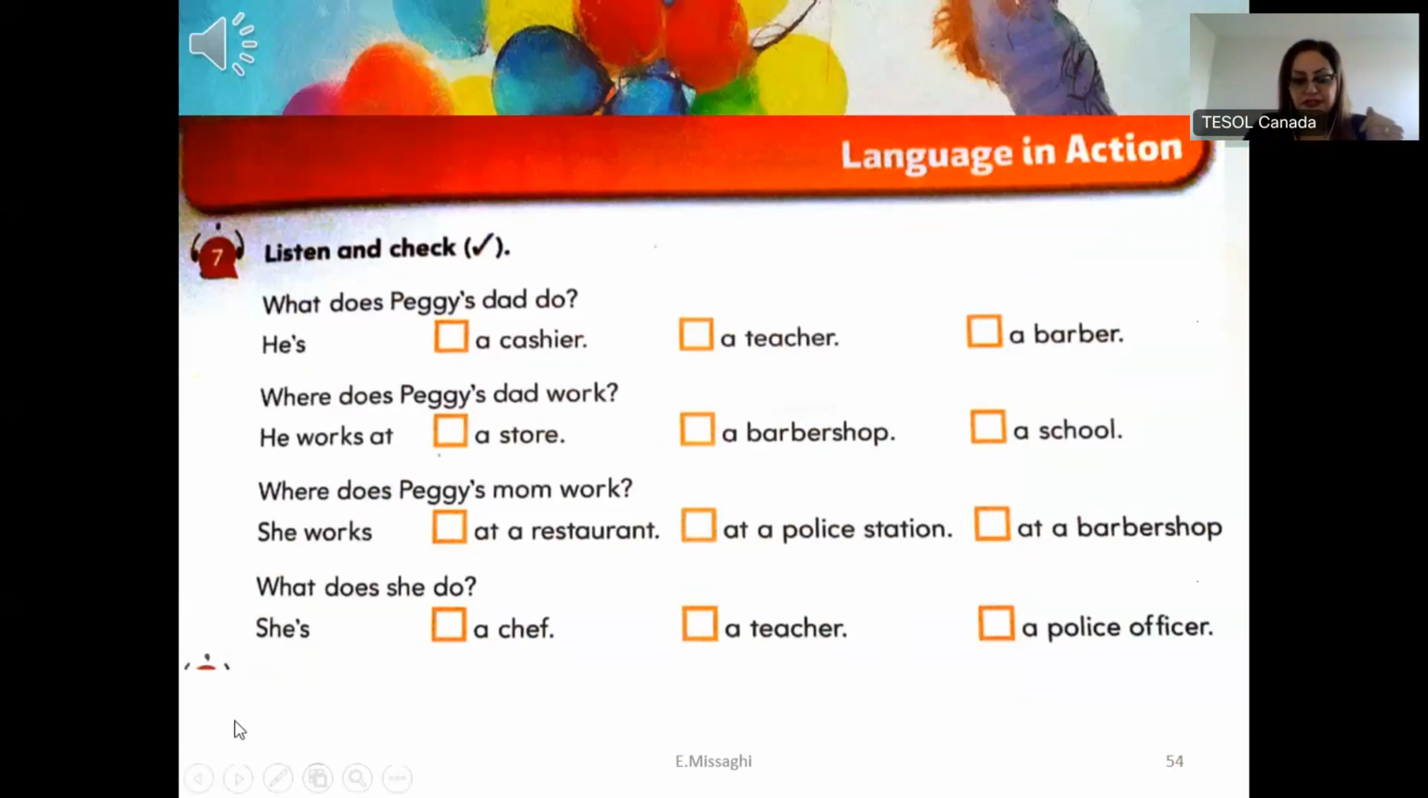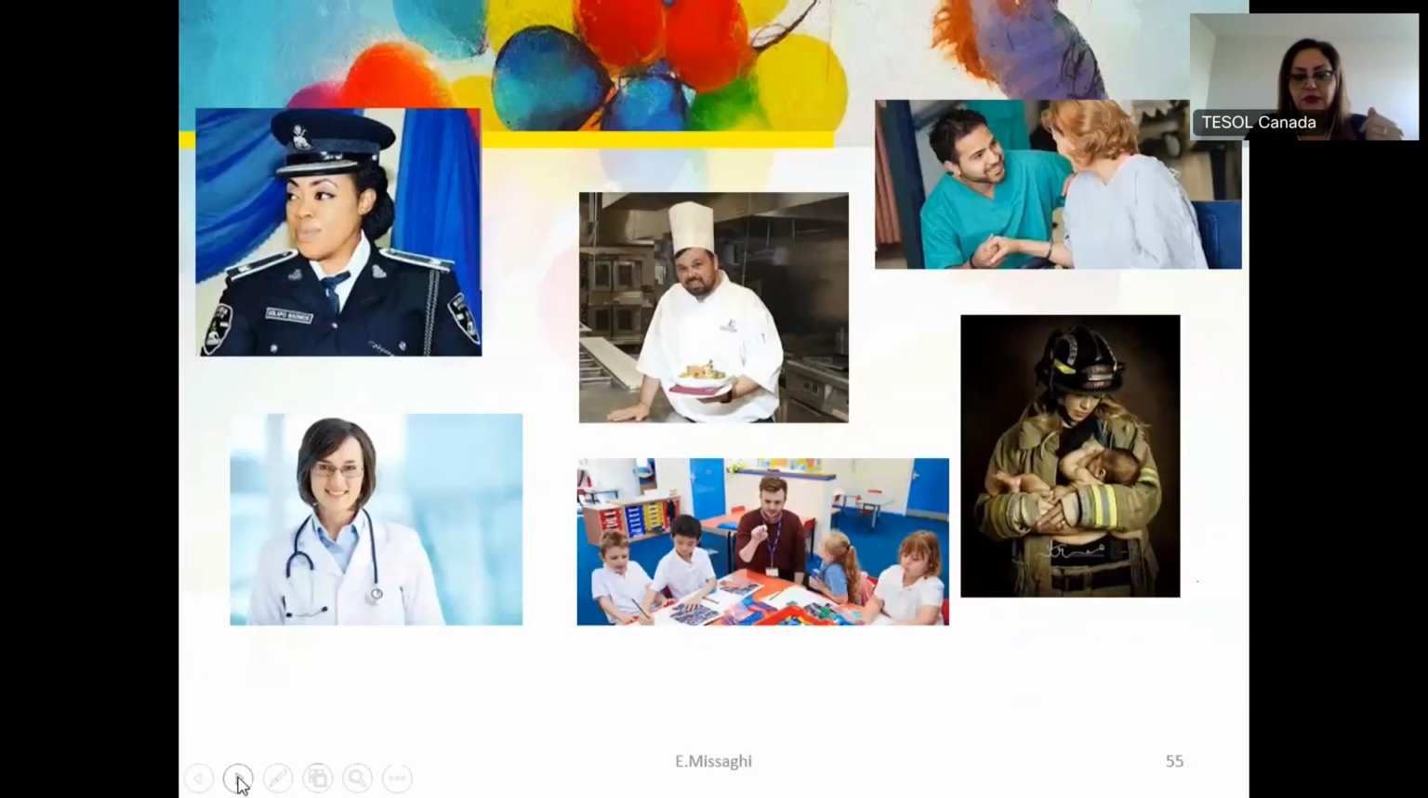So that's another example. This is one way to get the feedback. The whole listening is about different jobs, different careers and places. So look at this picture. What is she? Where does she work? She's a police officer. She works at a police station.